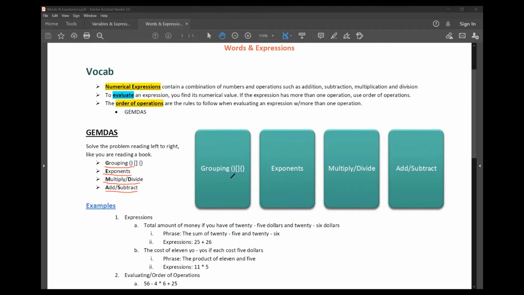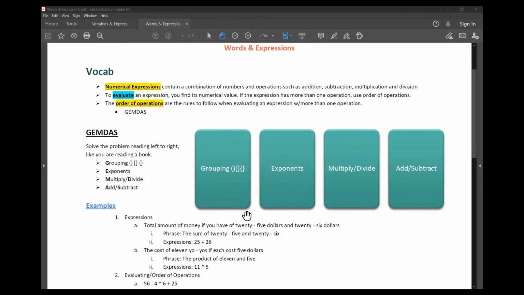It used to be just parentheses, but now it is not. It is now grouping, because it has brackets and parentheses and all that stuff.